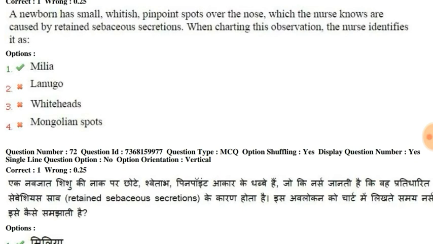Next is, a newborn has small whitish pinpoint spots over the nose, which the nurse knows as caused by retained sebaceous secretion. When charting this observation, the nurse identified it as, so there are four options and the correct answer is first one, that is milia.